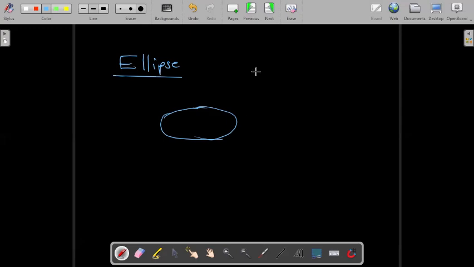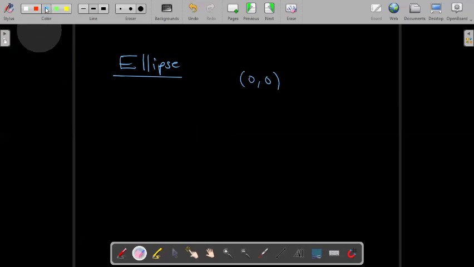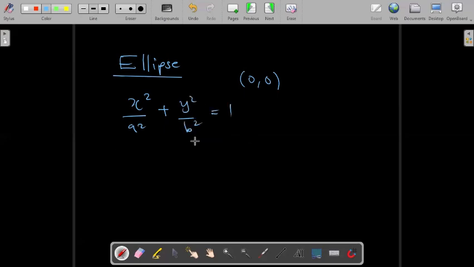At first we'll start by looking at the ellipse which is centered at 0, 0. That's what we'll look at first: an ellipse centered at 0, 0. That's our center. Our general form of the equation is going to be x squared over a squared plus y squared over b squared equal to 1. So this is going to be the general form of our ellipse, centered at the origin.